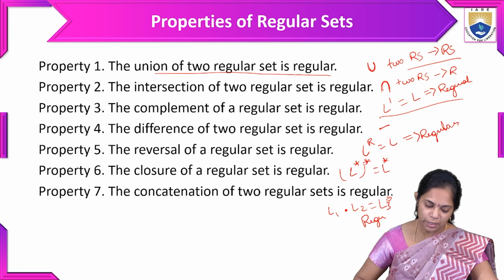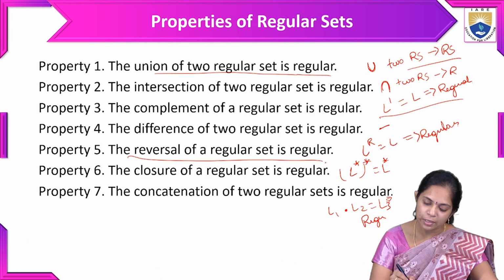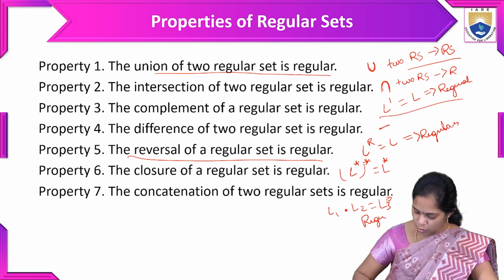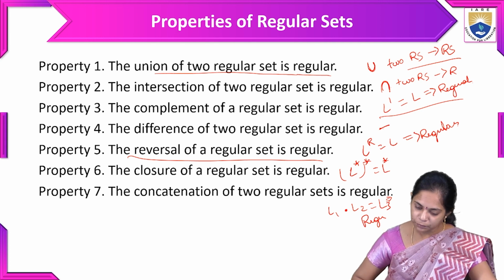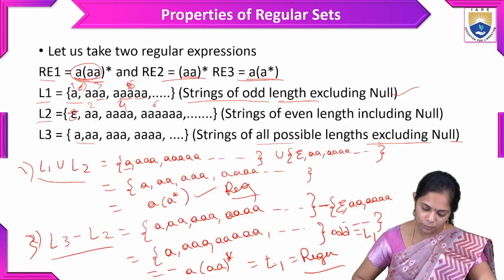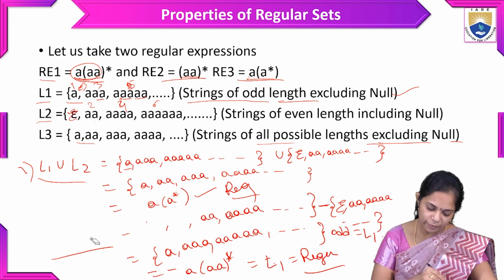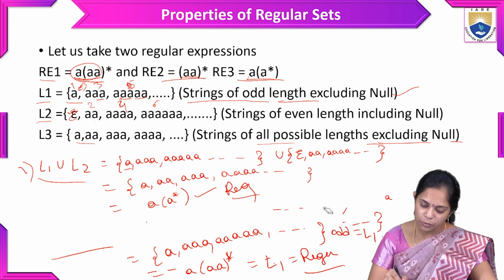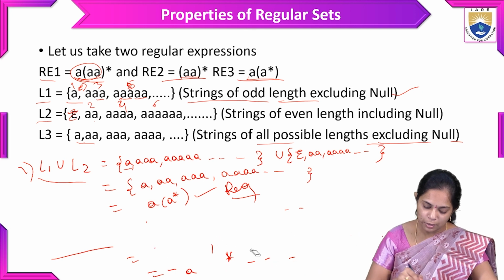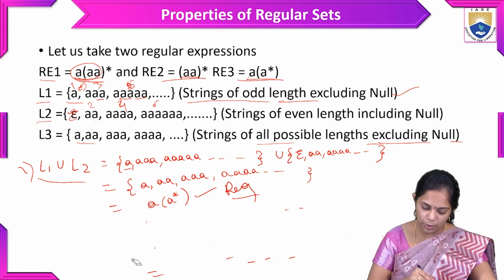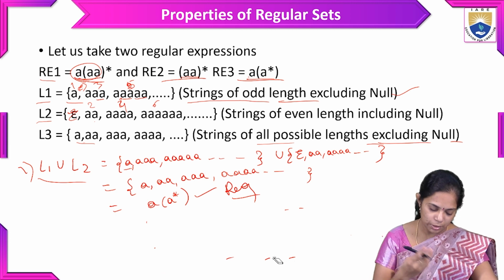And the next property is the reversal of a regular language, a regular set. What is the reversal? We take one language, perform the reverse operation on it, and we again get a regular set.